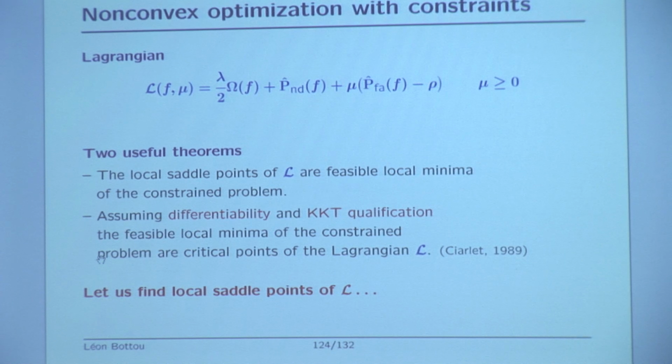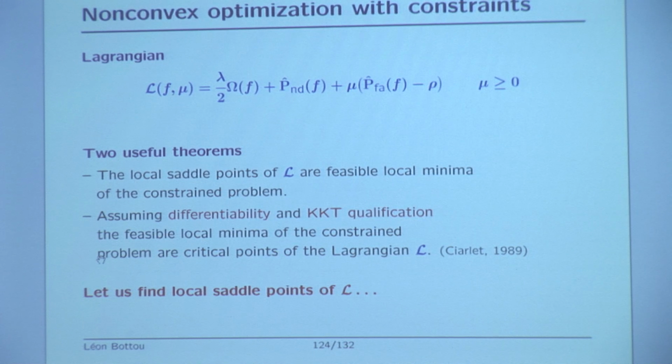We can have many minima. But we can assume smoothness, because this is what we did. We changed the step function into something smooth and continuous, so we have differentiability. And that's actually enough to make the Lagrangian trick work. And there are some nice results that are actually useful in non-convex setup. First, a local saddle point of the Lagrangian is a feasible local minima of my problem.